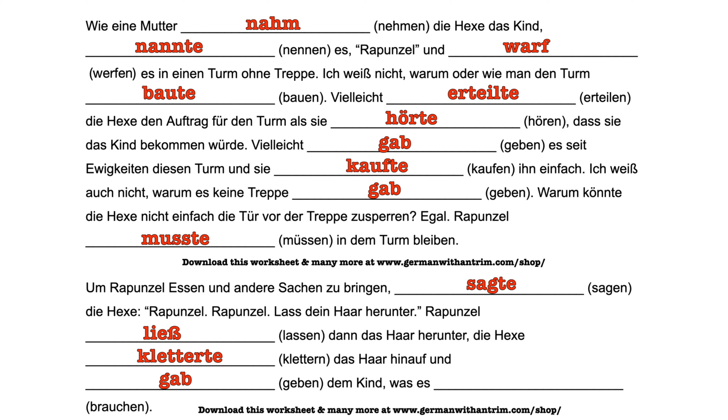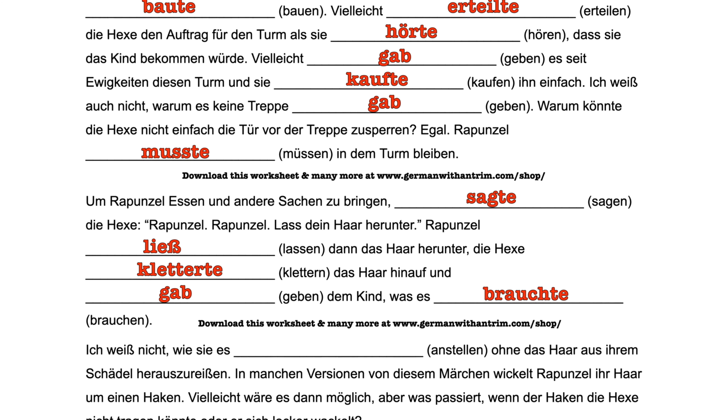Und a form of geben, it's the same form we've used several times on this page, gab dem Kind was es, and a form of brauchen. Es is referring back to das Kind, which is the child, and brauchen is another regular verb, so we just have a te ending, brauchte. Rapunzel ließ dann das Haar herunter, die Hexe kletterte das Haar hinauf und gab dem Kind, was es brauchte. So Rapunzel let down her hair, the witch climbed up the hair and gave the child what it needed.